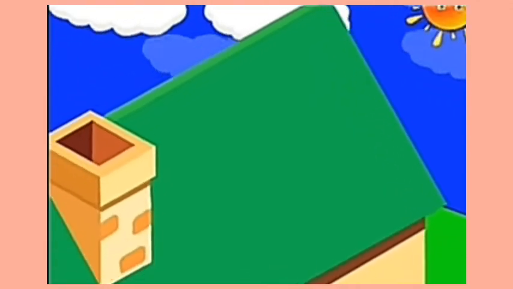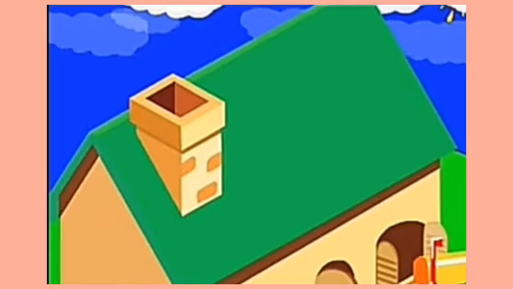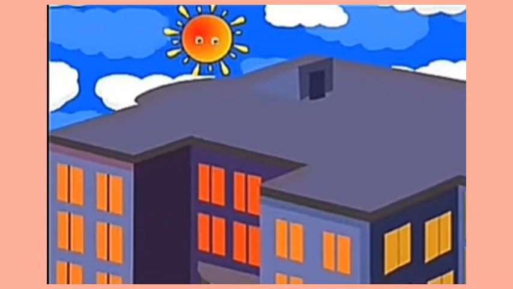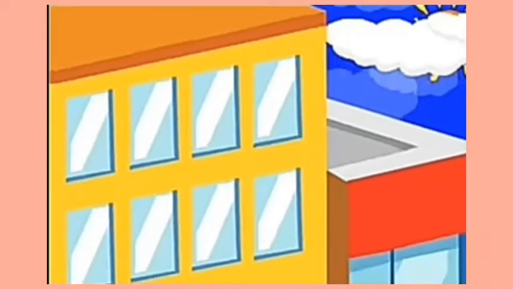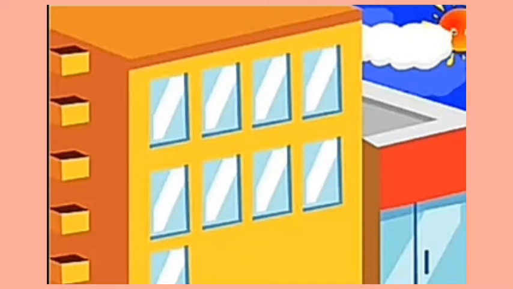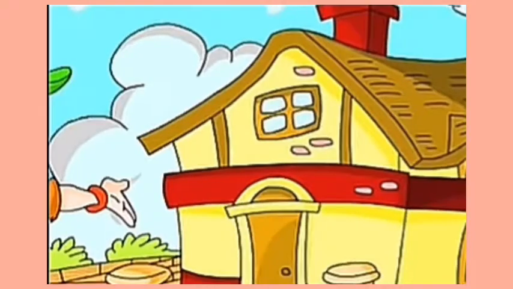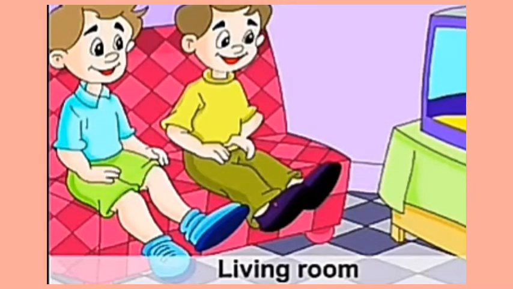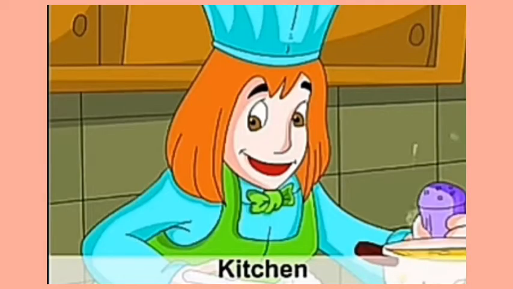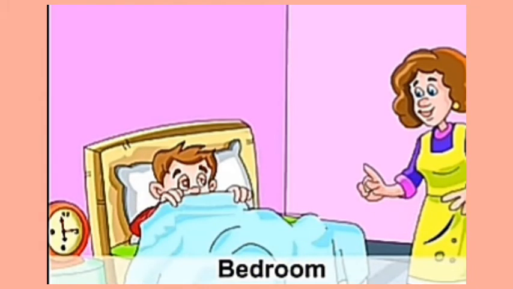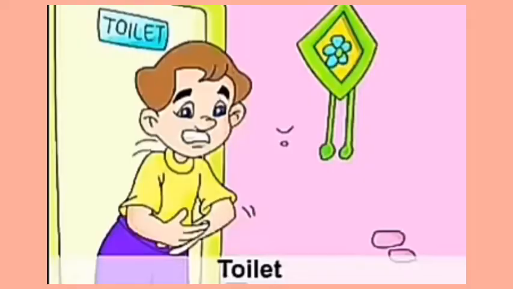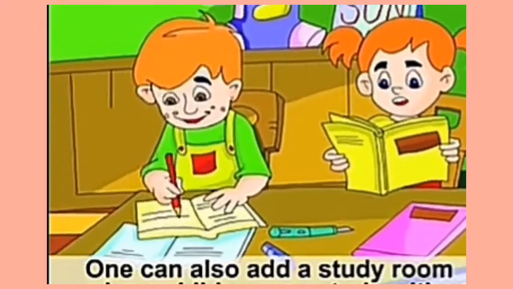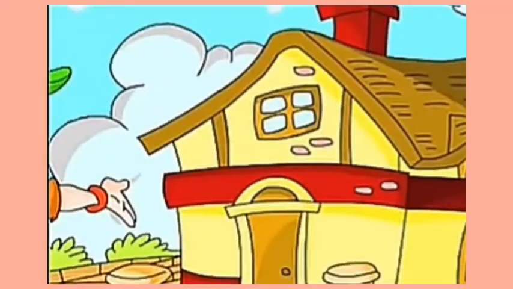Pakka houses are found mainly in the towns and cities. They are made up of strong materials like bricks, steel, iron, and cement. These last for a long time. Generally, the houses that are designed these days have the following rooms: living room, dining room, kitchen, bedroom, bathroom, toilet. One can also add a study room where children can study without being disturbed.